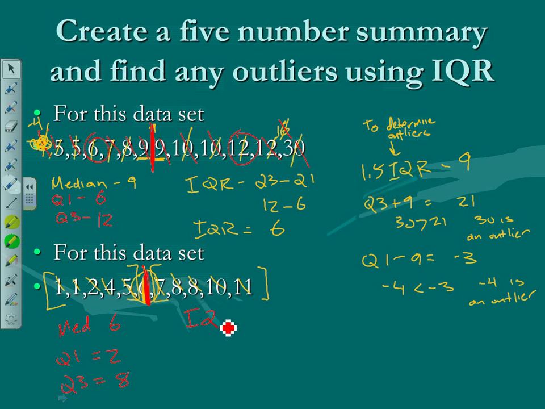My interquartile range would be 6. Same thing with my 1.5 times my interquartile range. That would be 9. And then my high end range would be 3 plus 9, which is 12. My low end would be 2 minus 9, which is -7. I look at all my data points and I see I do not have any data points that are higher than 12 and lower than -7. So I say there are no outliers.